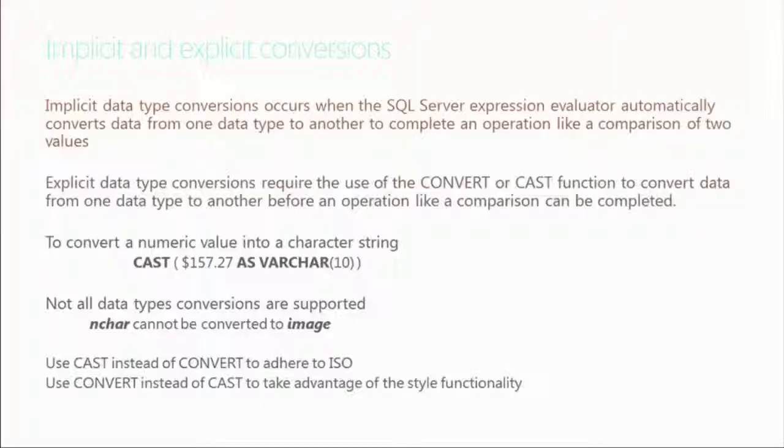But the best thing to do, if you can, is to create the columns with the appropriate data types, taking into consideration the type of content or data that's going to be stored there and any type of calculations you may be performing with that data once it's stored. There's an example here in the slide of casting $157.27 as a varchar. It's going to convert that and store it as a varchar, and you can work with it using that new data type.